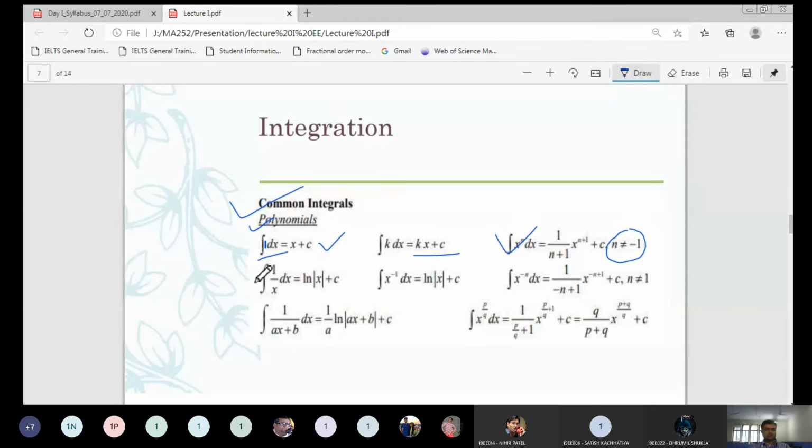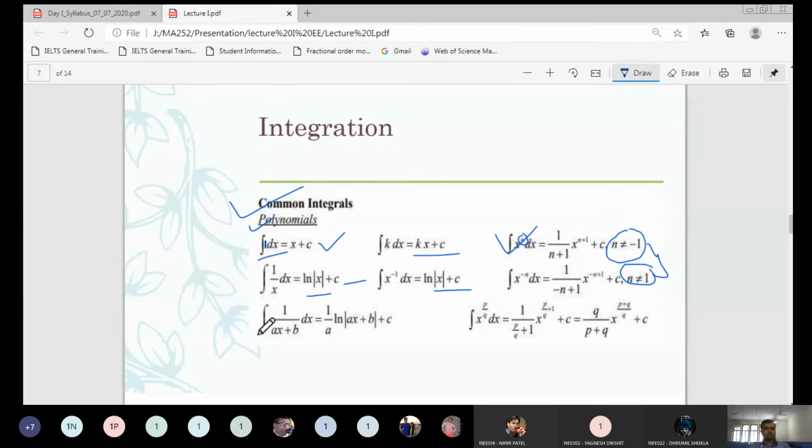Yes, sir. Okay, then we go for integration of 1 upon x. You know about it, log x plus c. And these both formulas are the same. Integration of x raised to minus 1 is also ln x plus c. For x raised to minus n dx, if the power is negative, then you can also integrate it: 1 upon minus n plus 1 x raised to minus n plus 1 plus c, and the condition will be changed, n not equal to 1. These are the differences.